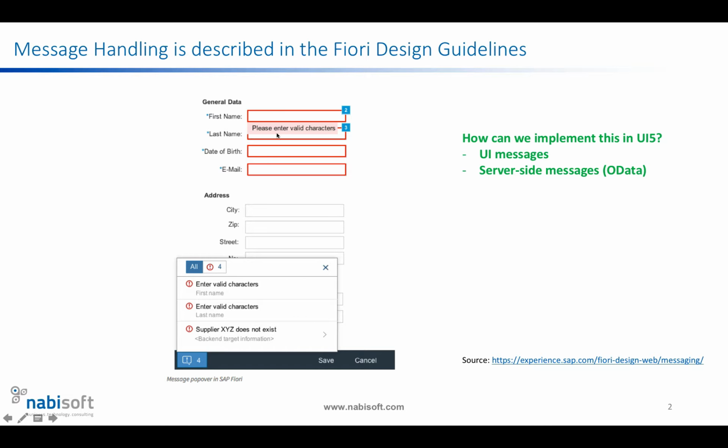We have 4 fields that contain errors, and the fields also have error messages. In the footer of the application, you have a button that shows you the number of messages you have. And if you press the button, a message popover shows up containing the messages with additional details. Now the question is, how can we actually implement such a feature in UI5?